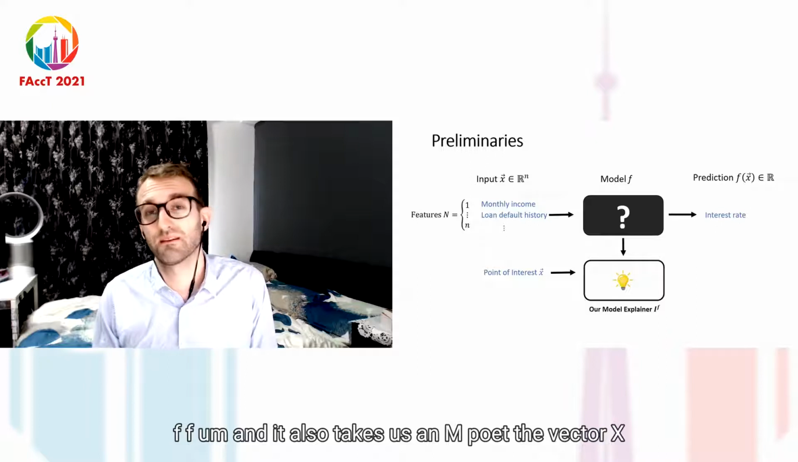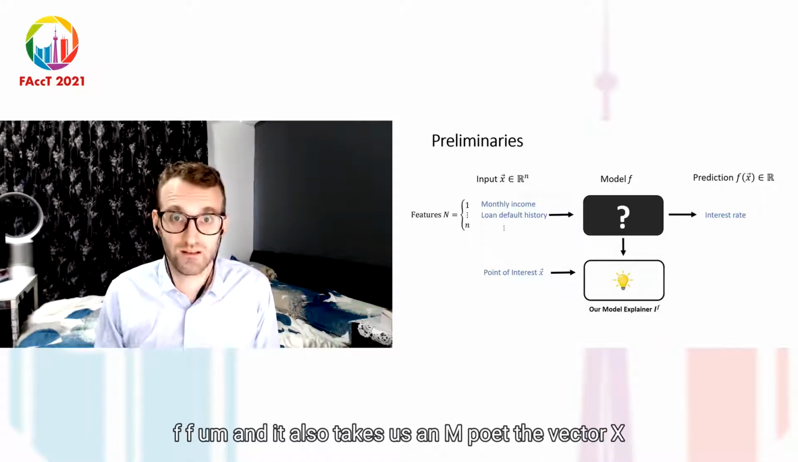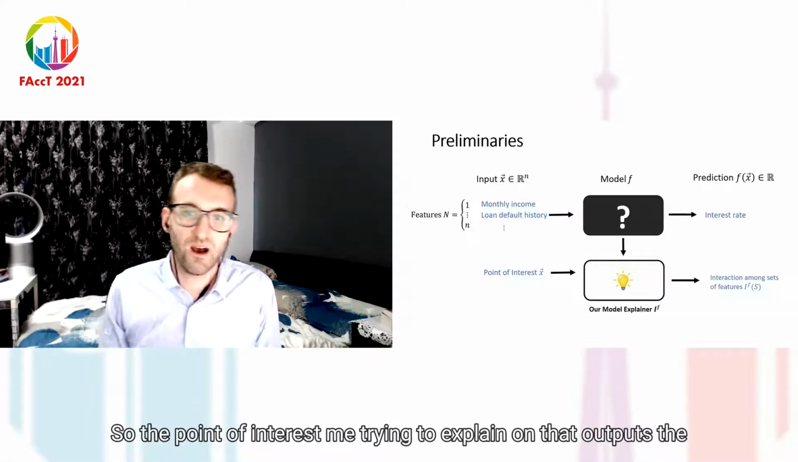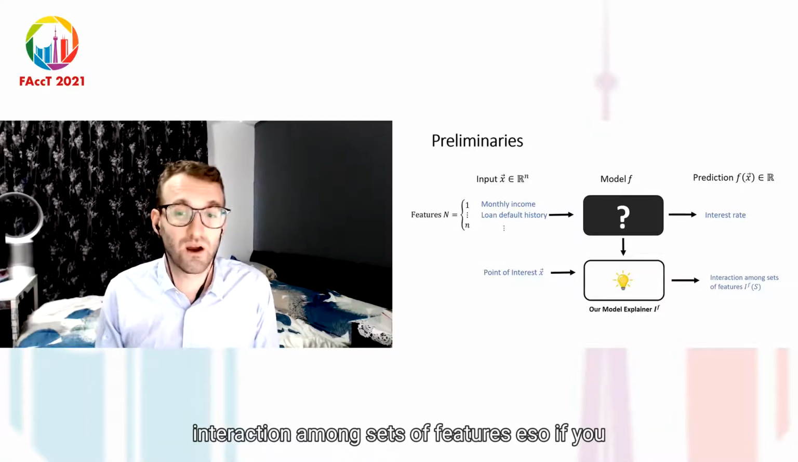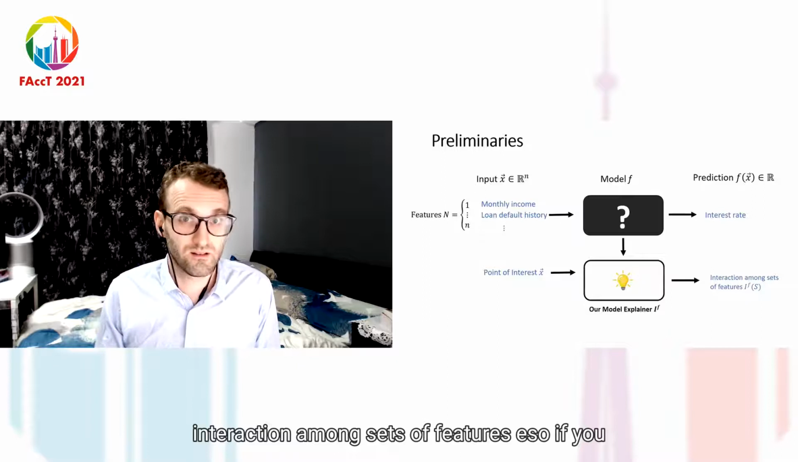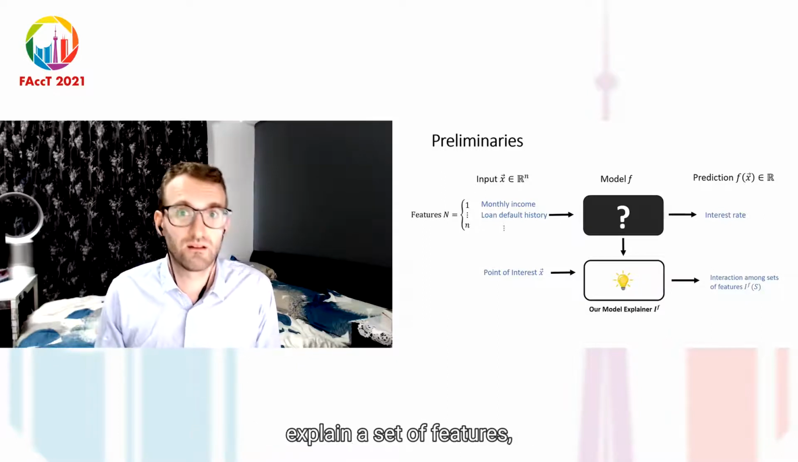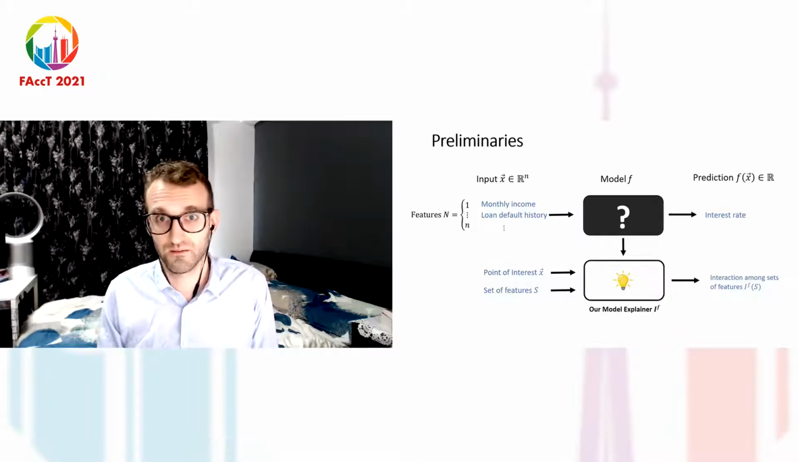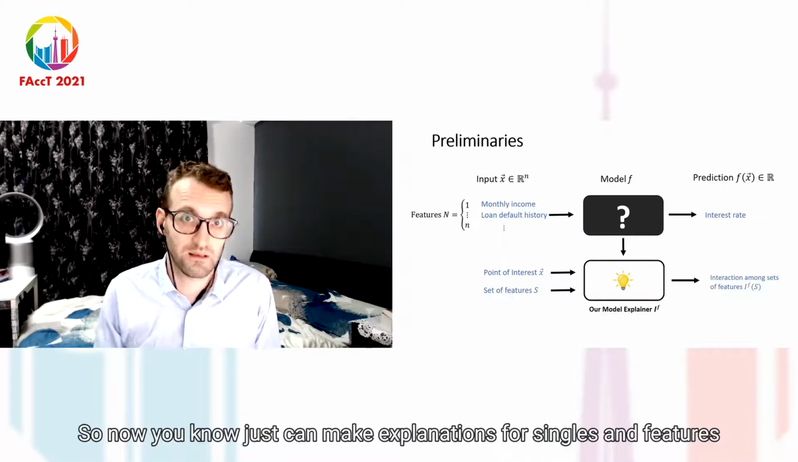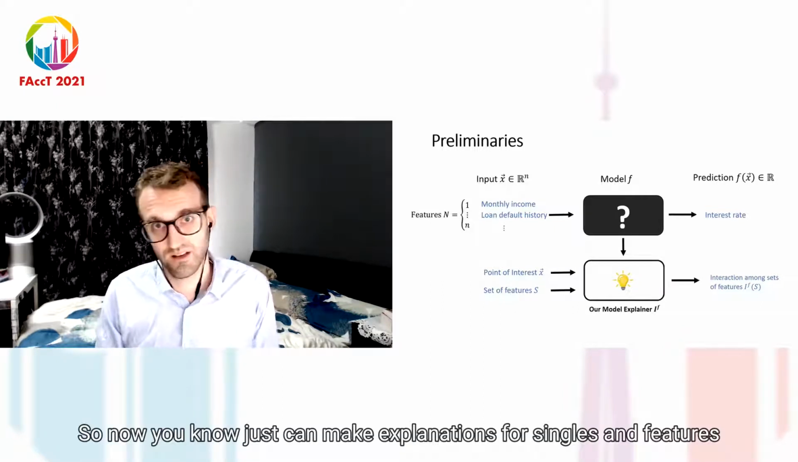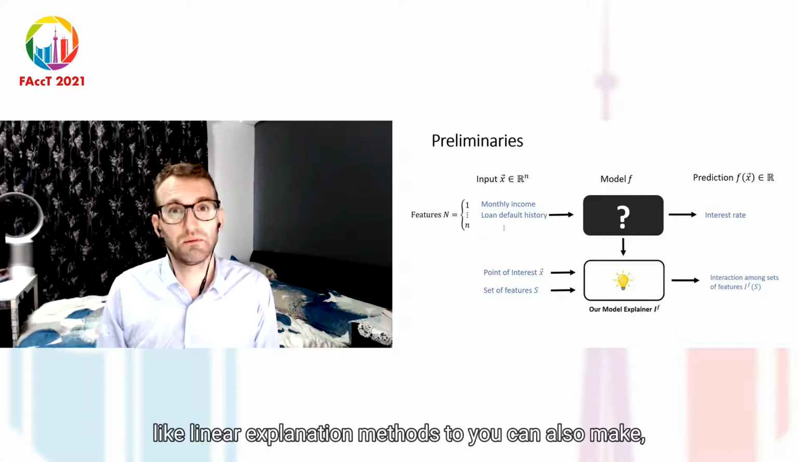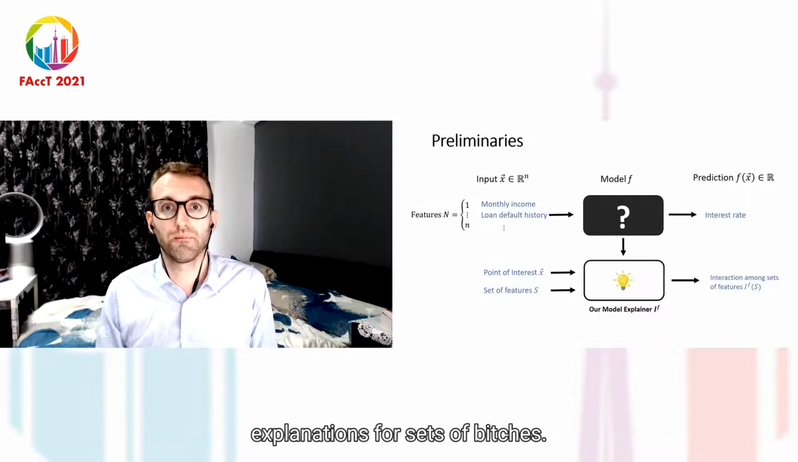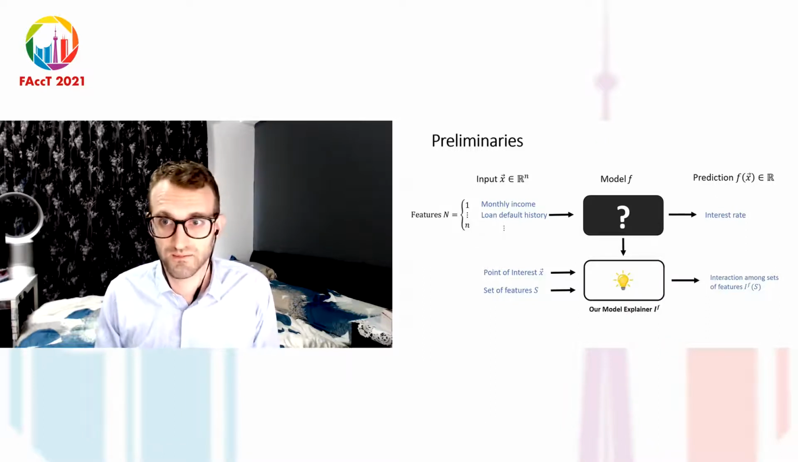It also takes as an input the vector x, so the point of interest we're trying to explain, and it outputs the interaction among sets of features. So if you explain a set of features, you also need as an input a set of features. So now you not just can make explanations for singleton features, like linear explanation methods do, you can also make explanations for sets of features.